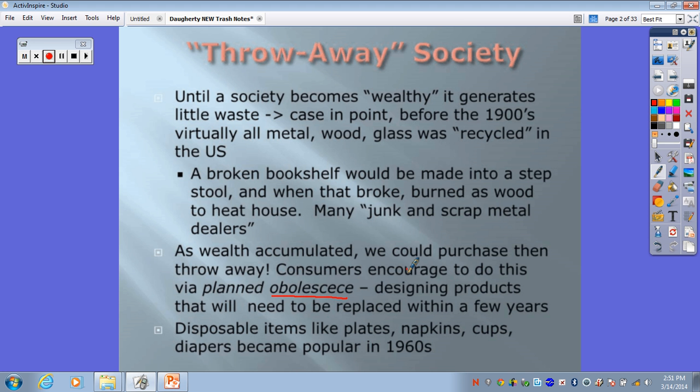In the U.S., we became the leaders of this throwaway society in the 1960s, when things like disposable plates, napkins, cups, TV dinners, even diapers became popular. Before disposable diapers, we had reusable cloth diapers. All these disposable items became popular in the 60s, so we took over as this throwaway society.